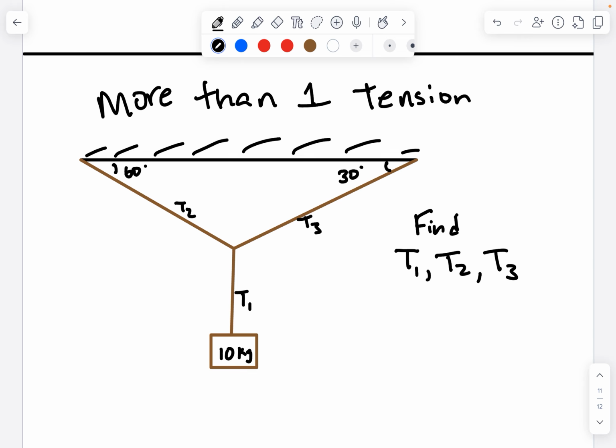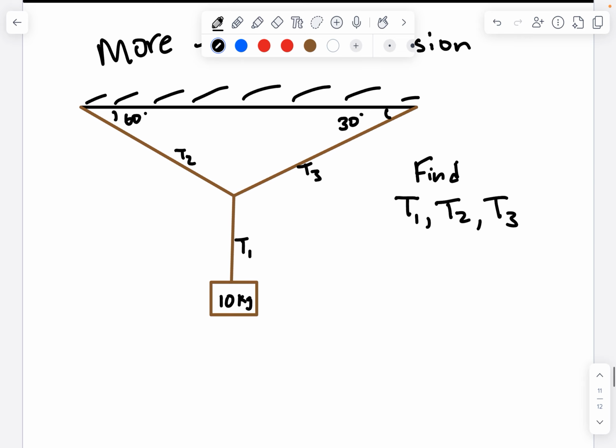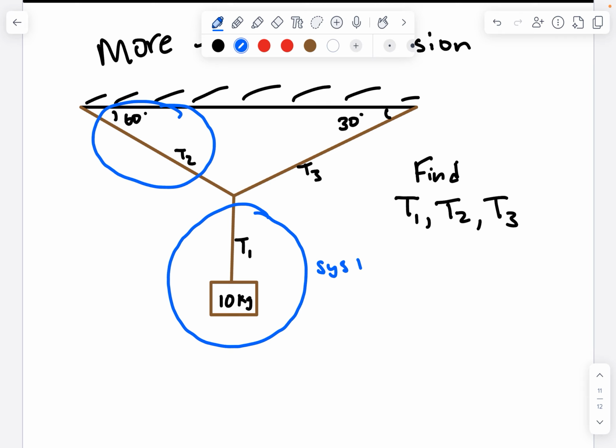As shown in the previous videos, I'm going to split this up into three different systems. So we have, I'm going to call this system 1. This will be 2. This will be 3. That just helps for free body diagrams.